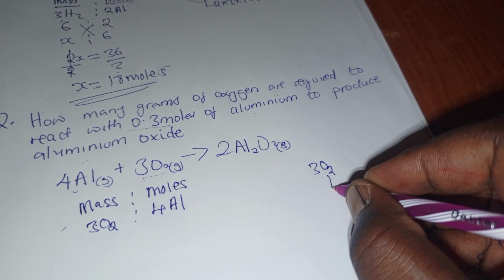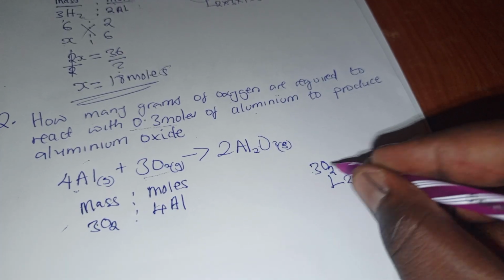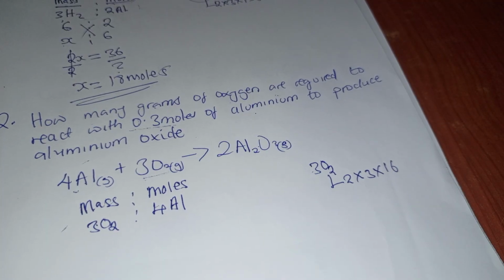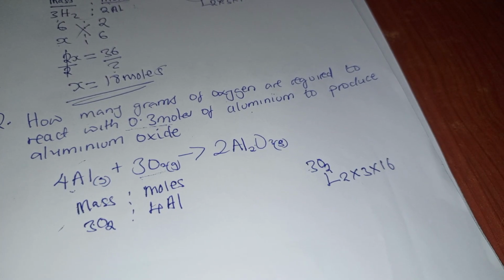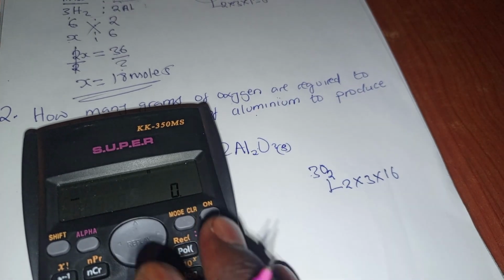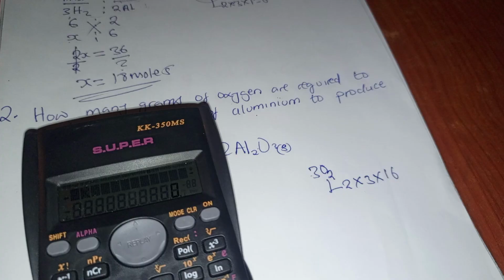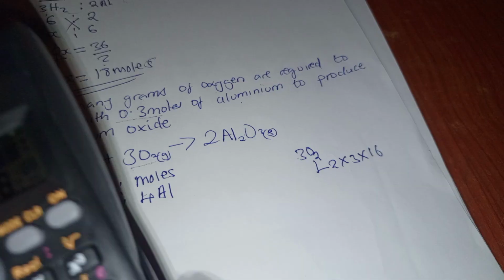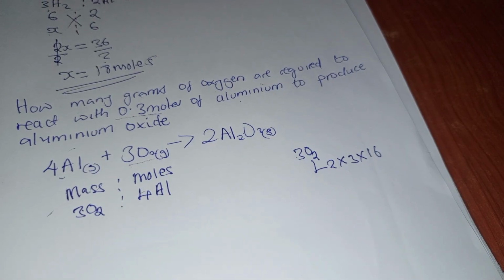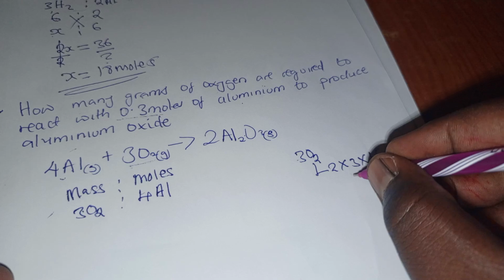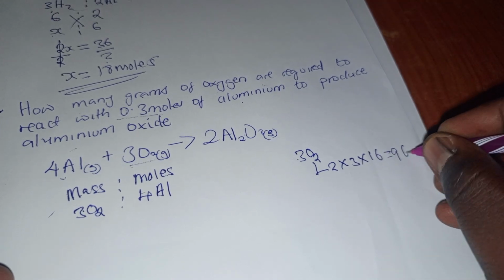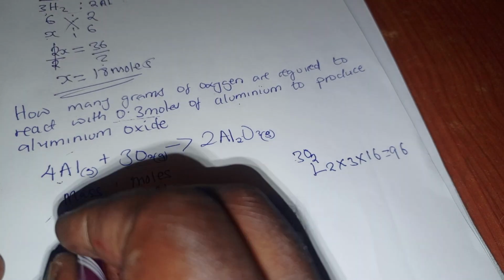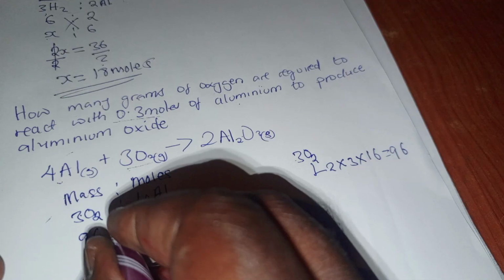Then I'll say 2 times 3 times oxygen, the mass number is 16. So I need to multiply now. I need to use a calculator here. I'll multiply 2 times 16 times 3, and the answer I'm getting is 96. So I have 96 here. Okay, the calculation is correct. Good, 96 here. Then the mixture here is 96, which is the mass.